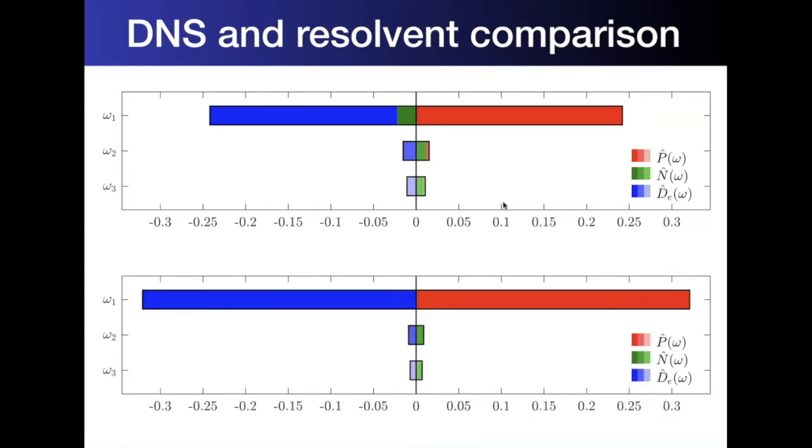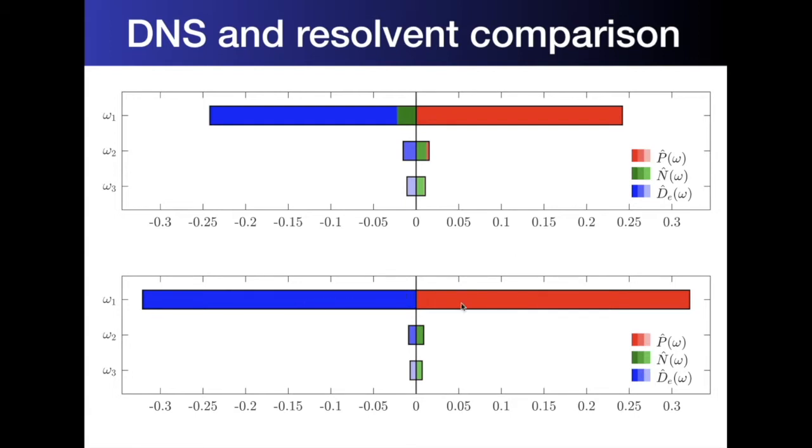So what I'm showing you here is what the resolvent analysis predicts. Resolvent analysis does not give us the amplitude of the mode. The amplitude is set such that the resolvent mode has the same amount of kinetic energy as the DNS mode. So that's why they don't have the same production. It's because the modes are different shapes. If they were the same shape, they'd have the same production, but the resolvent structure is slightly different.